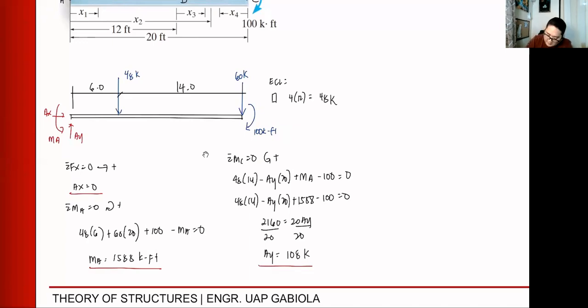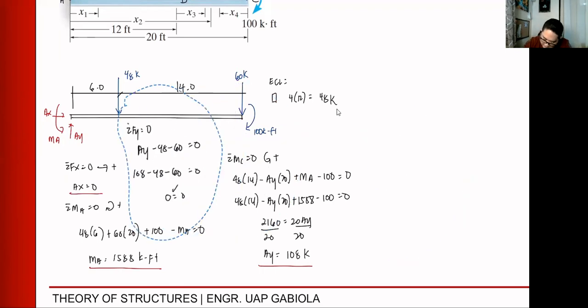So for checking, we have summation of Fy is equals to 0. So we have AY minus 48 minus 60 equals to 0. So we have 108 minus 48 minus 60 equals to 0. 0 is equals to 0. So tama ibig sabihin yung forces natin. Okay? So ito ilipat ko lang dito sa kabila.